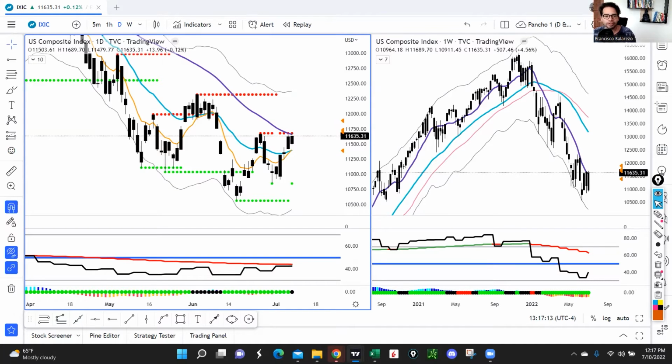So now, as you can see right here on the screen, let's go through the charts. Right now in the charts, I have the Nasdaq Composite, which is the ticker symbol IXIC in TradingView. We're going to take a look at the markets in the way that I usually do my analysis. On the left side of the screen, I have the daily chart, and on the right side of the screen, I have the weekly chart right here.